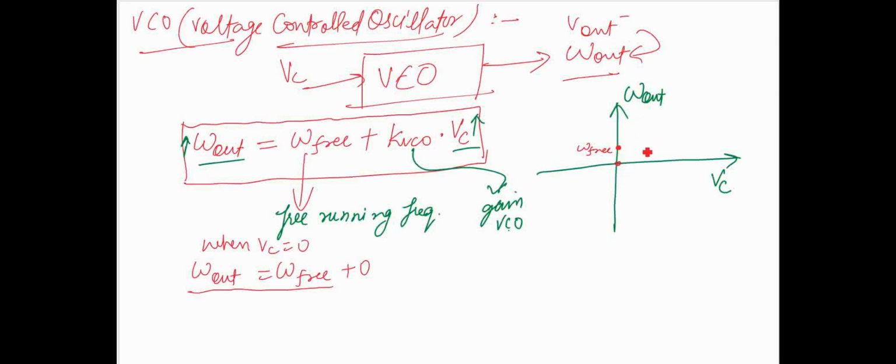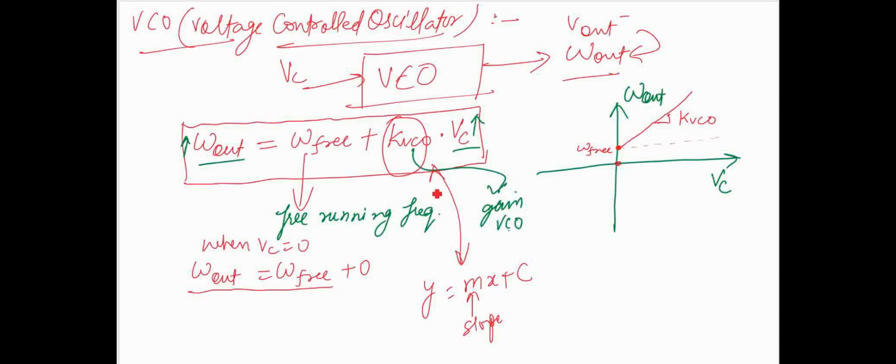So this is the frequency when VC equals 0, and when you start increasing VC, your output frequency will start increasing. Now what is the slope of this curve? The slope is KVCO, like y equals mx plus c. You can compare these two equations. This m is the slope, so this gain is the slope.